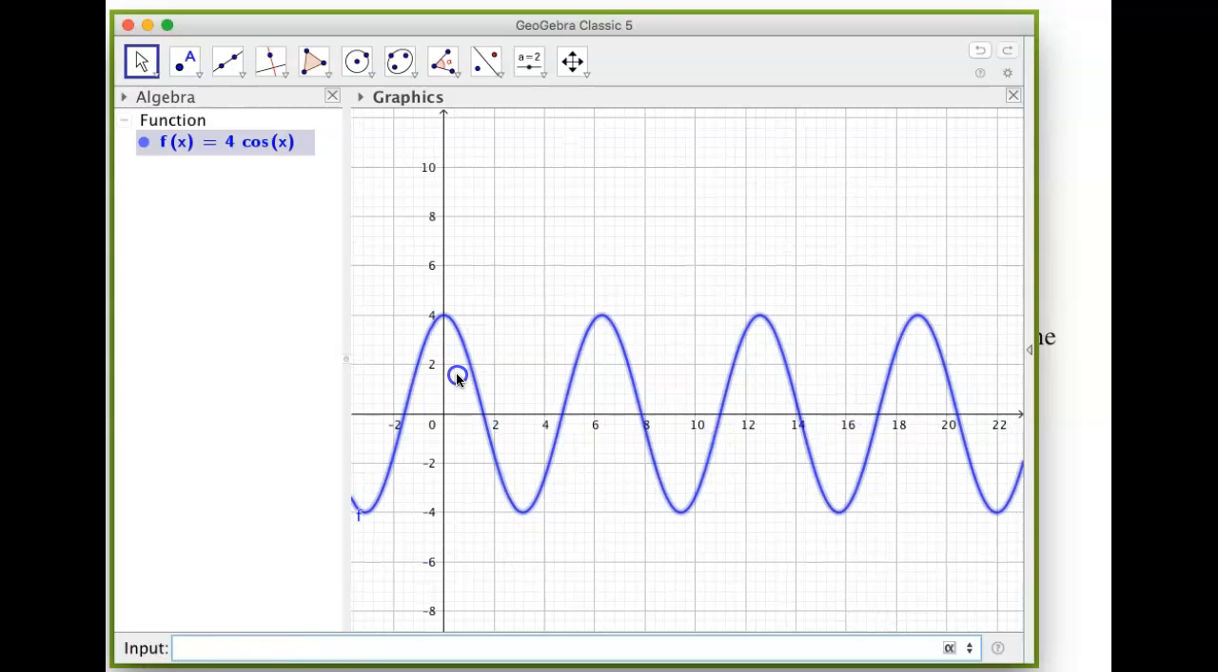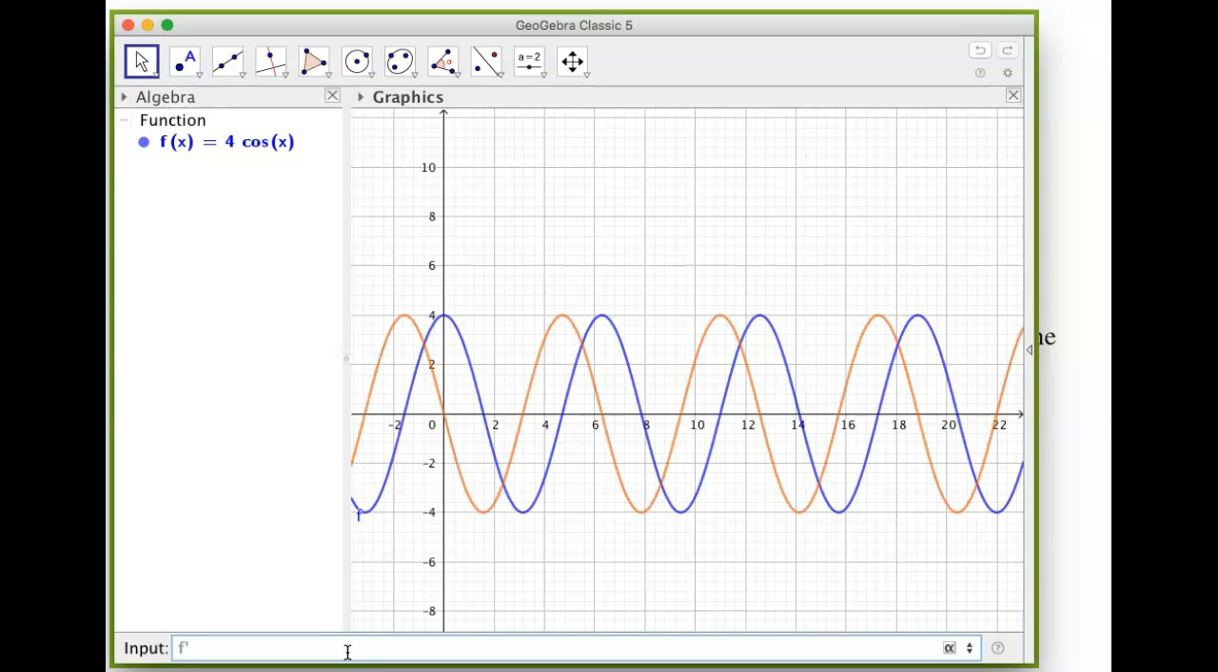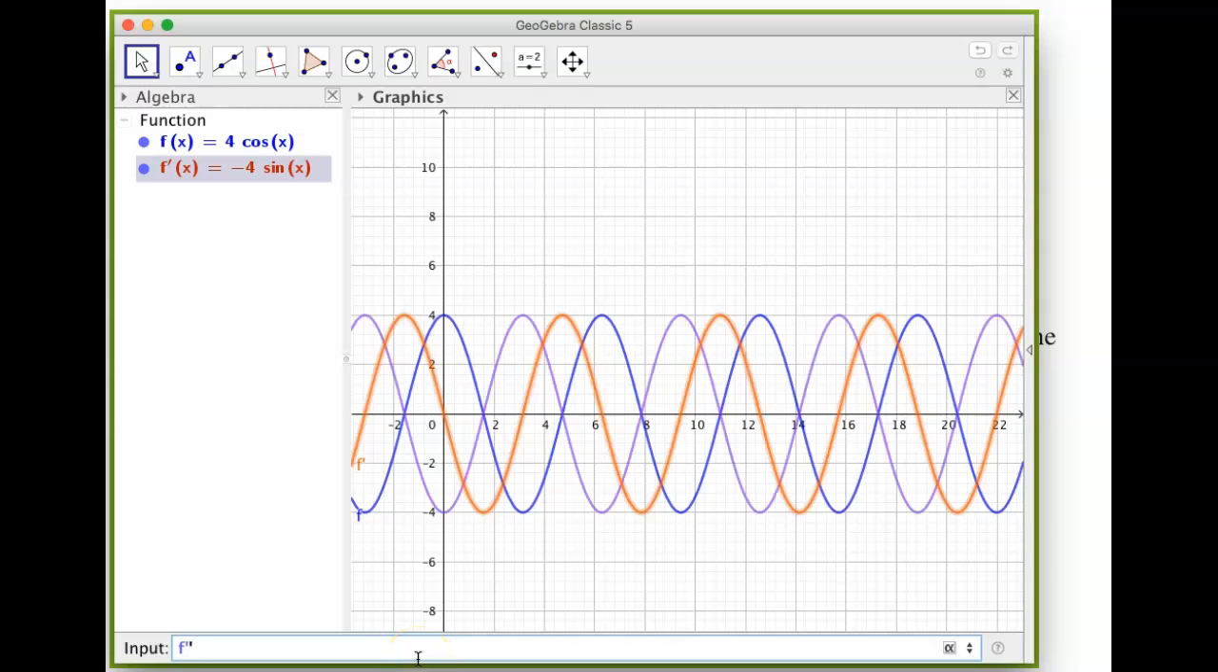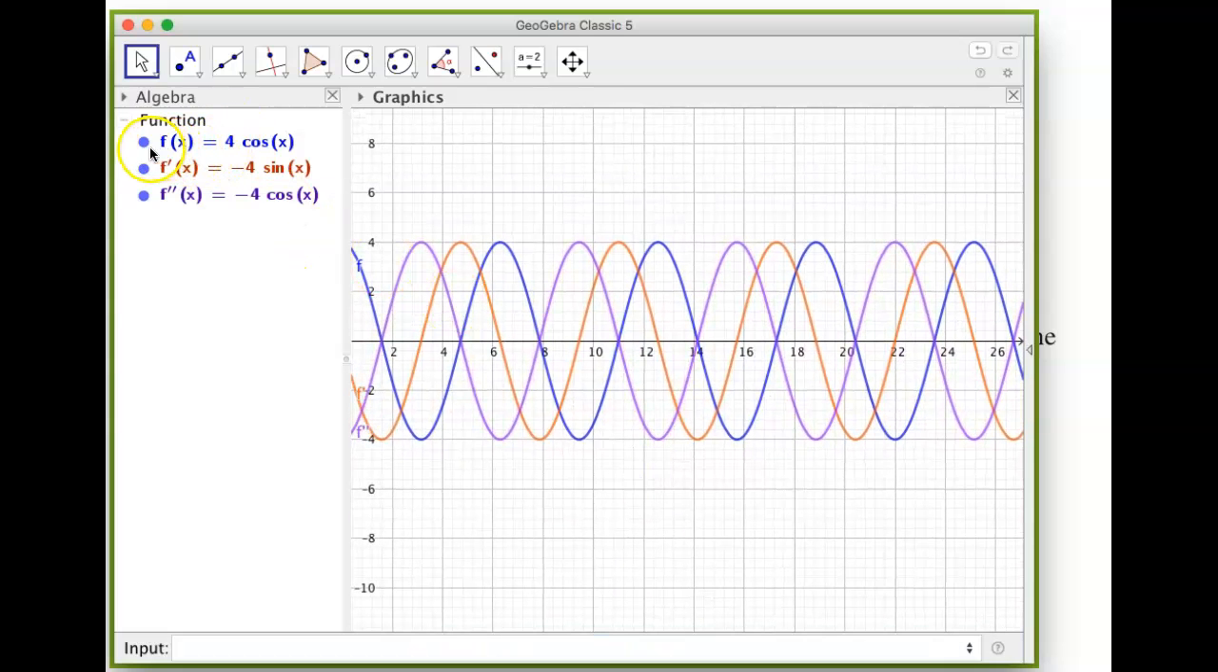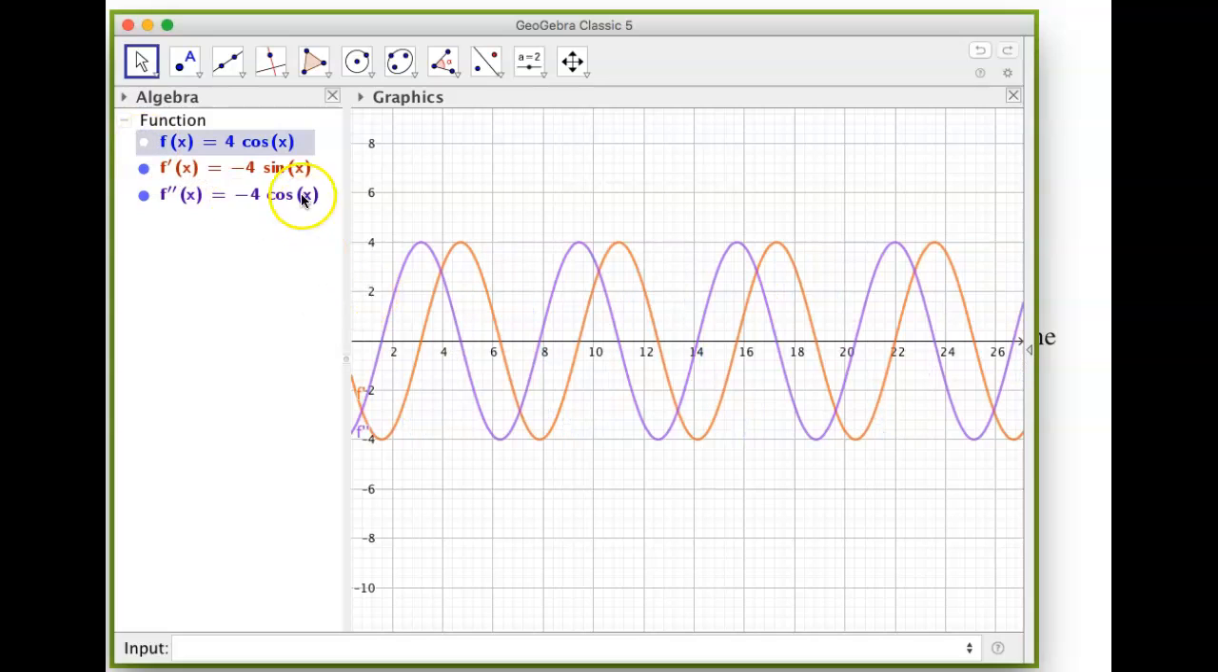All right, so there's my function. That's the position. There's the velocity. There's the acceleration. All right, let's get rid of the position for now. We'll just look at velocity and acceleration. Velocity, I guess, is the orange. Acceleration is the purple.